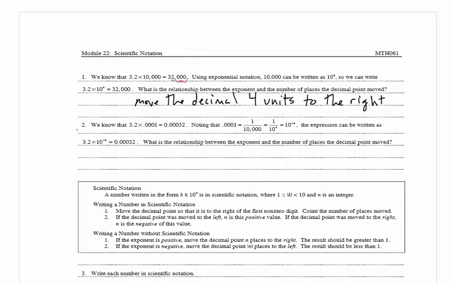In 2, it says we know that 3.2 times 0.0001 is equal to 0.00032, noting that 0.0001 is equal to 1 over 10,000, or 1 over 10 to the fourth, which is also equal to 10 to the negative fourth. The expression can be written as 3.2 times 10 to the negative fourth, and then it wants to know what is the relationship between the exponent and the number of places the decimal moved. And if we started off at 3.2, we moved it 1, 2, 3, 4 units to the left.